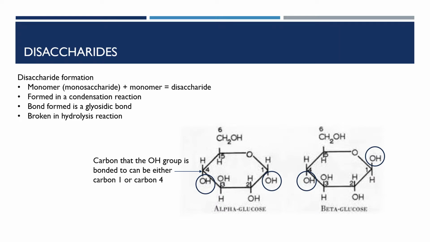Now, this is alpha and beta glucose. And the difference between the two is that with alpha glucose, both OH groups are at the bottom. And in beta glucose, they alternate. Now, the carbon that the OHs are bonded to can be 1 or 4 due to its structure, because it has 5 carbons and 1 oxygen in the ring structure. The reason why you can't see these carbons is that it's the skeletal formula, and this is just easier to draw in your exam.